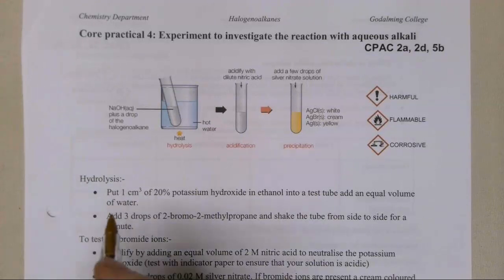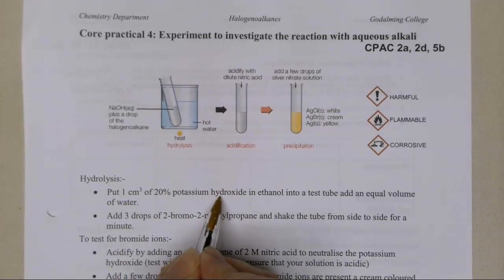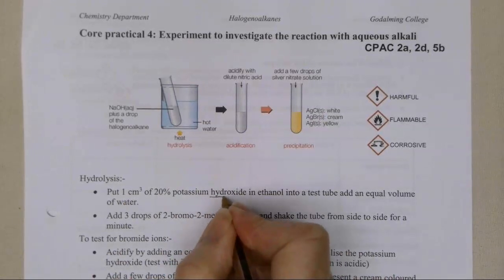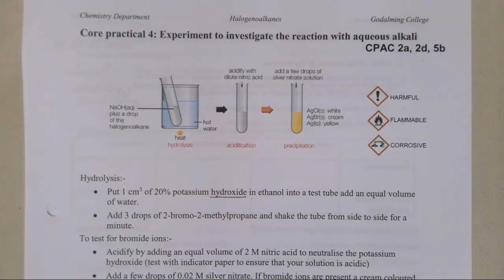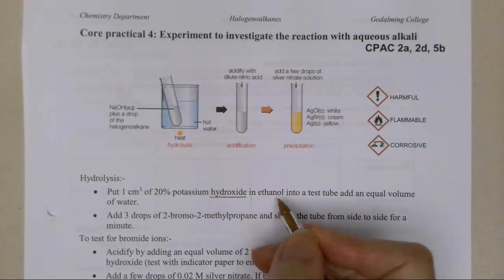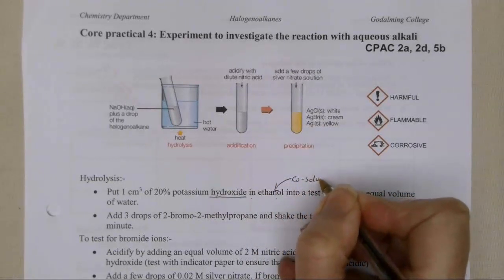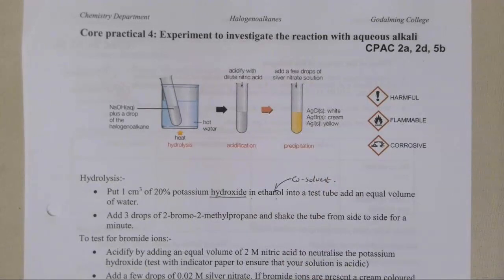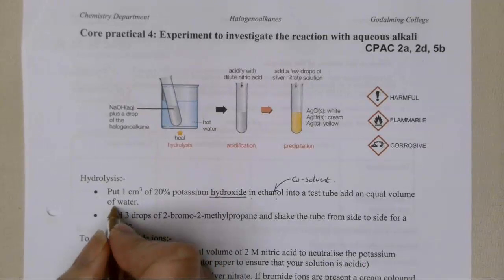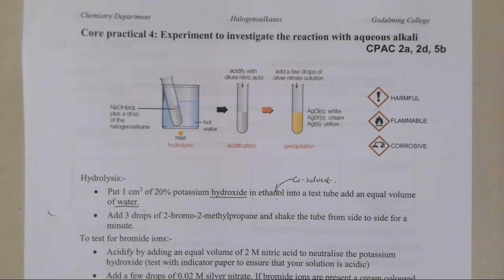So to prepare for this, I'm going to put 1 centimetre cubed of potassium hydroxide. It's the hydroxide in this case which is going to act as the nucleophile. In ethanol, and we talked about this before, but ethanol is a very good co-solvent. It has both polar and non-polar characteristics, so it will take both the potassium hydroxide and the halogenoalkane into solution. We also need an equal amount of water because technically what we're doing is a hydrolysis reaction.